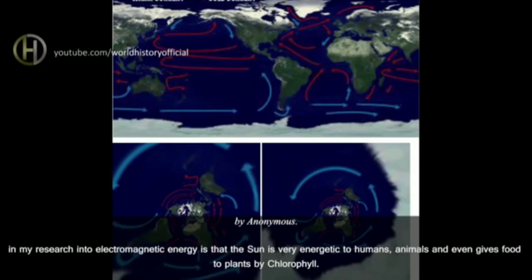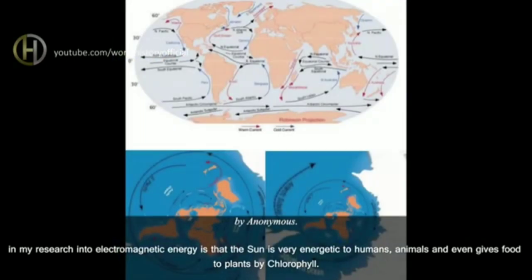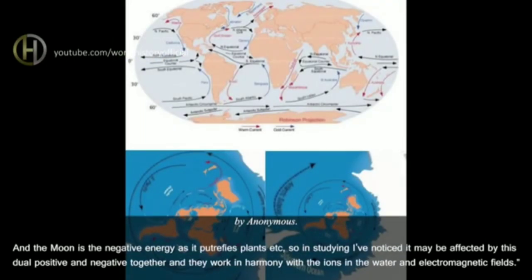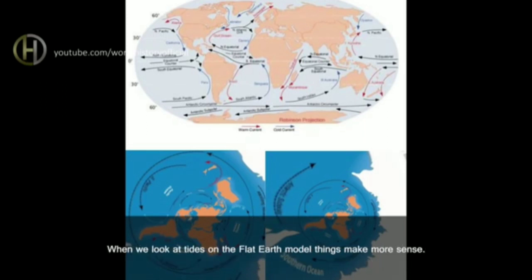In my research into electromagnetic energy, the sun is very energetic to humans, animals and even gives food to plants by chlorophyll. And the moon is the negative energy as it putrefies plants etc. So in studying I've noticed it may be affected by this dual positive and negative together and they work in harmony with the ions in the water and electromagnetic fields. By Anonymous. When we look at tides on the flat Earth model things make more sense.